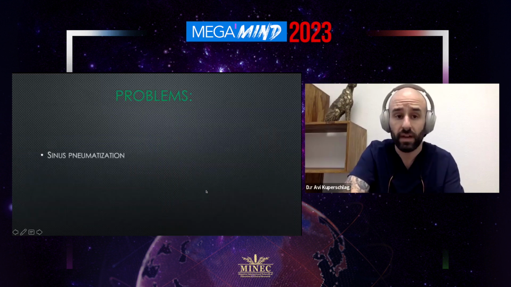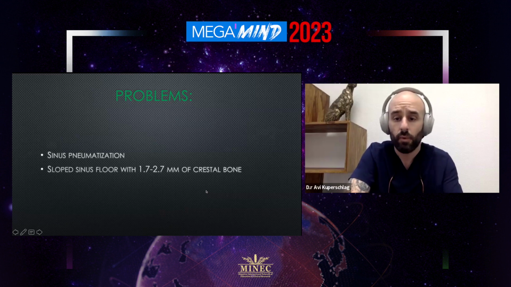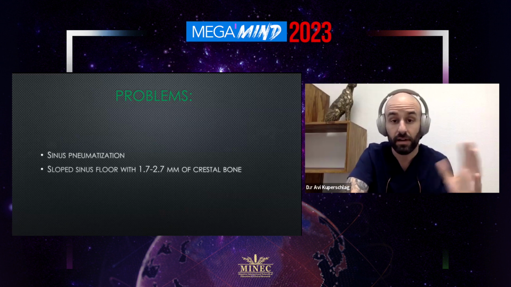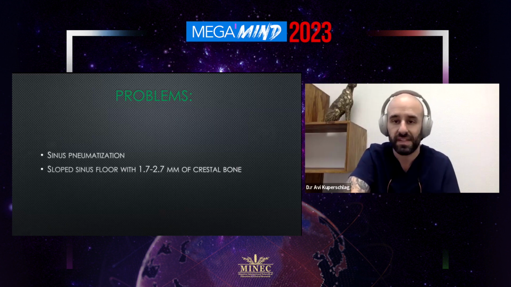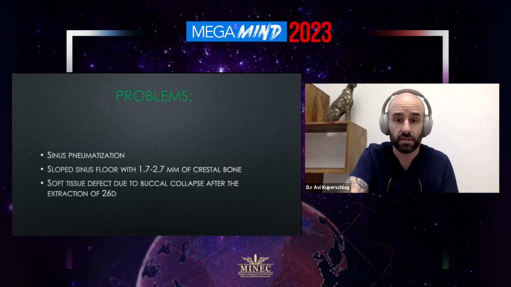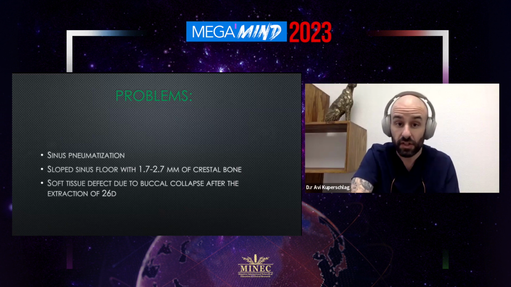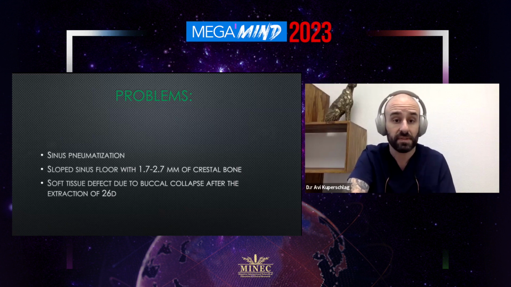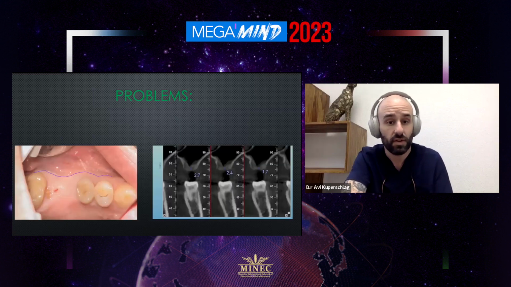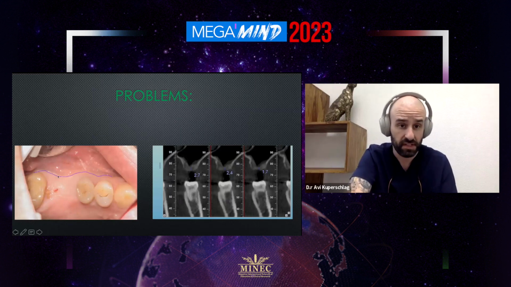The problem that we are dealing with is, of course, sinus pneumatization. We have a sloped sinus floor, and the available crestal bone varies from about 1.7 to 2.7 millimeters. We have a soft tissue defect due to the buccal collapse, as we all know, that happens after tooth extraction. So here we can see the buccal collapse. And this is the CBCT.